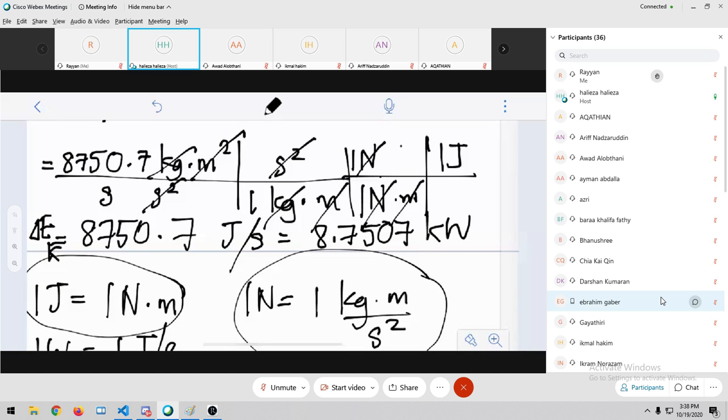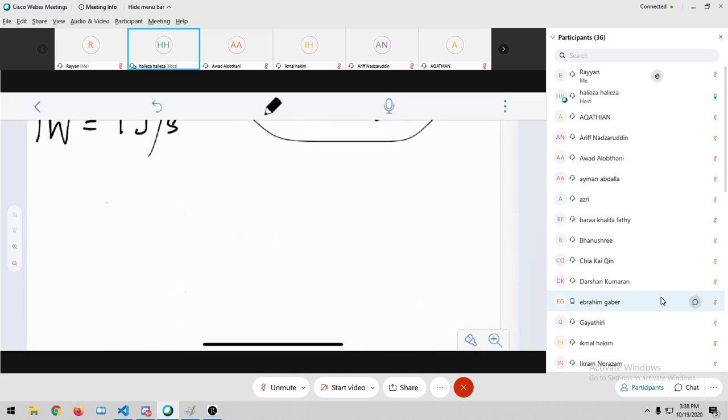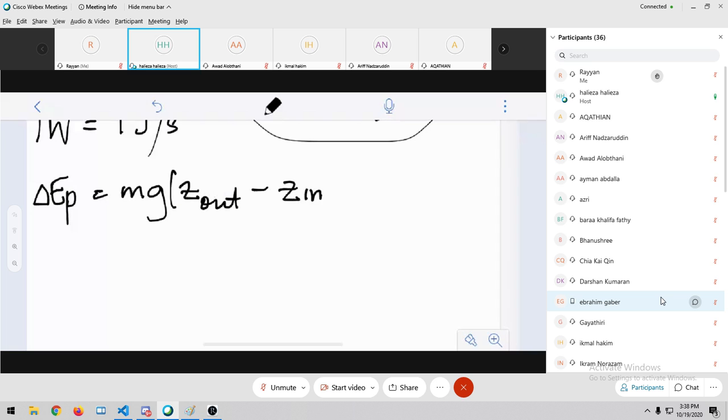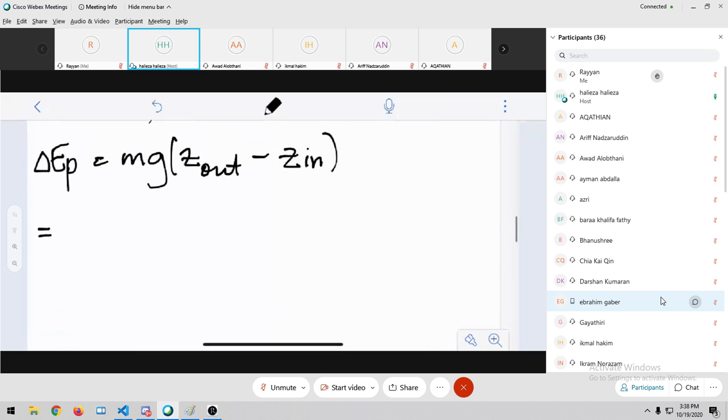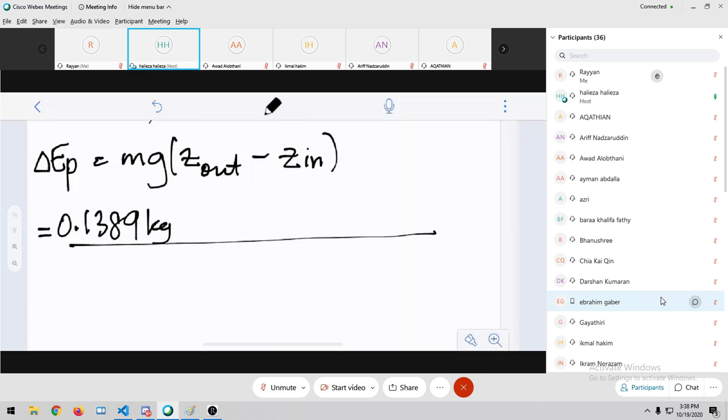Okay. You do the same thing for potential energy. Delta EP is equal to mass, gravitational acceleration, and the change of the height, out minus in. Okay, so your mass is going to be the same value as just now. What did we get just now? 0.1389 kilogram per second. Your gravitational acceleration is the same value, meter per second square.